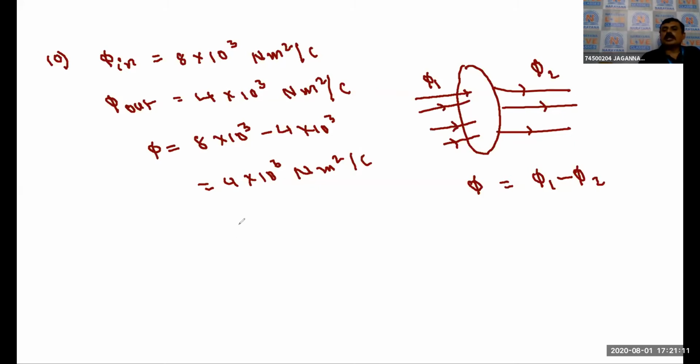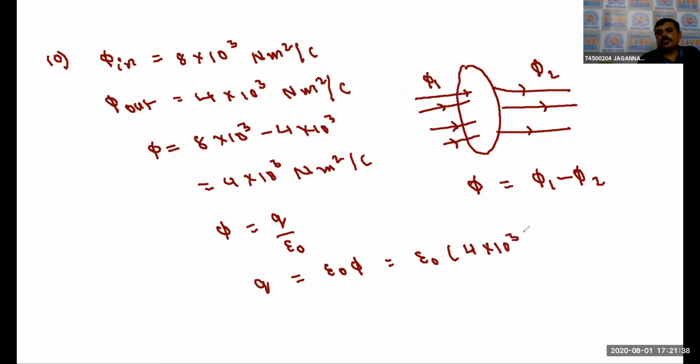Now how much charge is enclosed? From Gauss law, this net electric flux is equal to Q by epsilon naught. So the total charge enclosed, Q, equals epsilon naught into phi. Epsilon naught into the phi value we got, 4 into 10 power of 3 epsilon naught. This is the final answer.